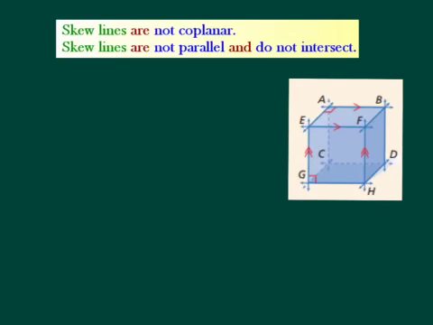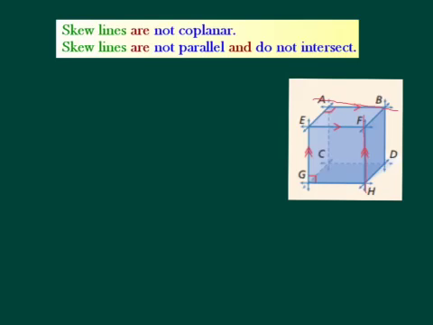The next set of lines that we're going to look at are skew lines. Skew lines are not coplanar. That means they're not on the same plane. They're also not parallel, and they'll never intersect. One way to look at skew lines is, let's imagine that you're riding up on an elevator, up right here. And you have a friend that's walking along the floor over here on the other side of the building.